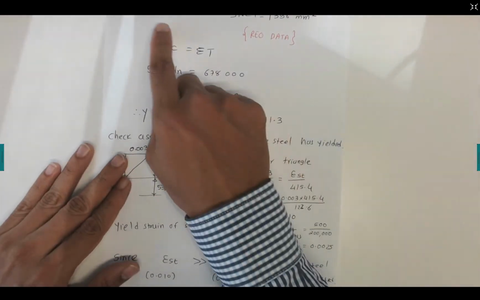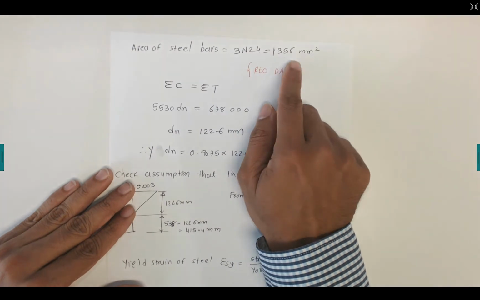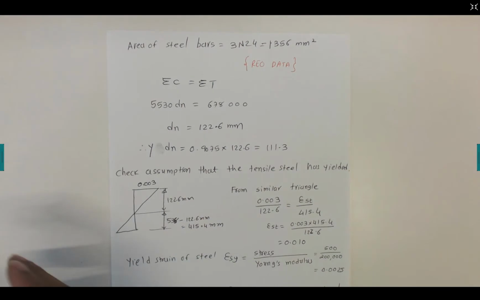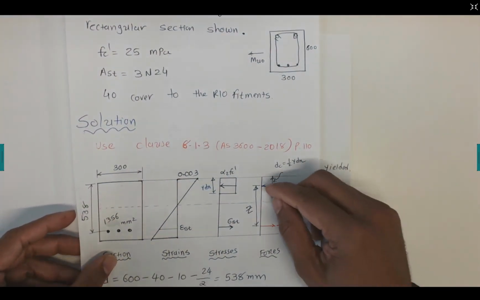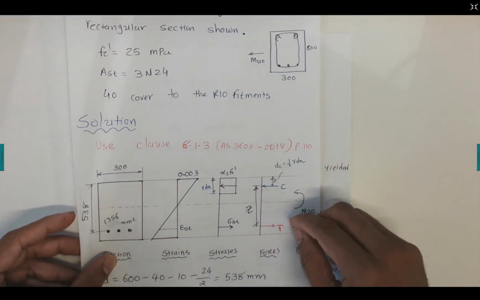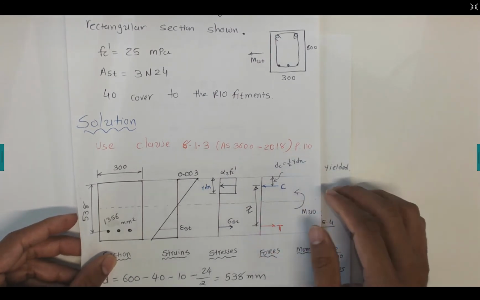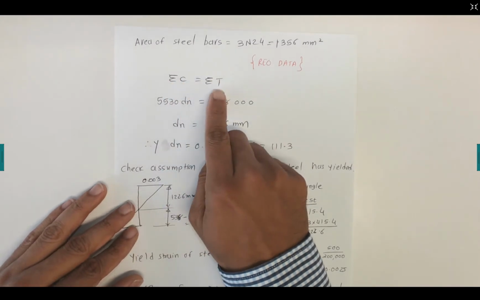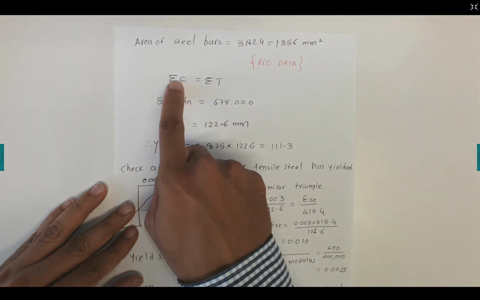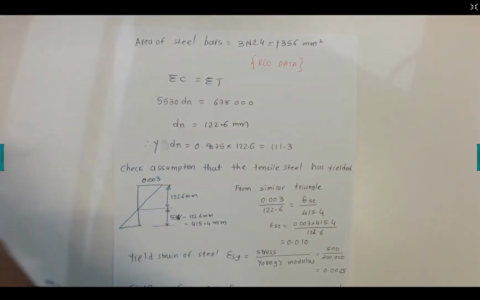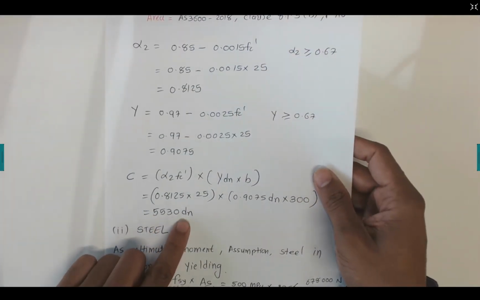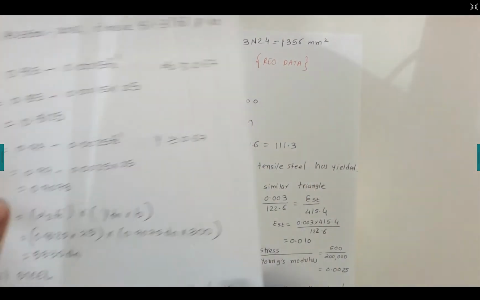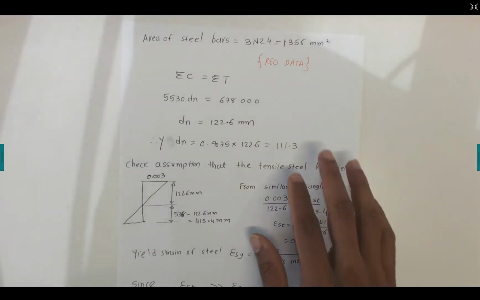Once you find the area of the steel bars, 1356 from the Rio data, we know that this cross section is in equilibrium. What does it mean? Whatever compression is acting here should be equal to the tension acting at this end. So they are in equilibrium: the sum of the force in compression equals the sum of the force in tension. We know that compression is in the concrete, and we calculated 5530 dn. We just calculated the 5530 dn value, and then we calculate the tension force in the steel, 67800.